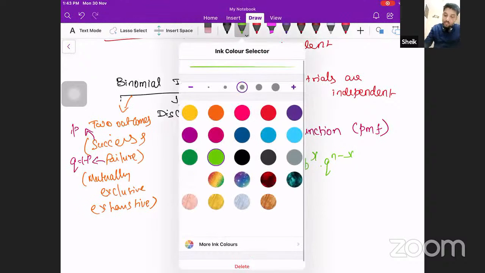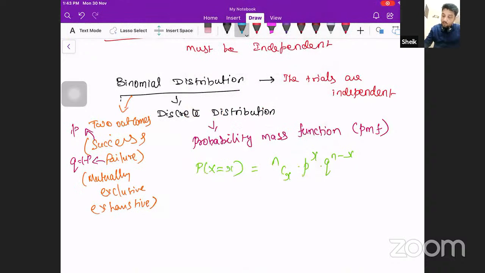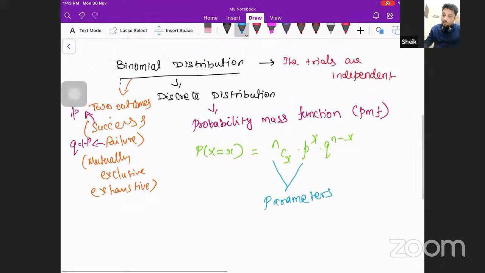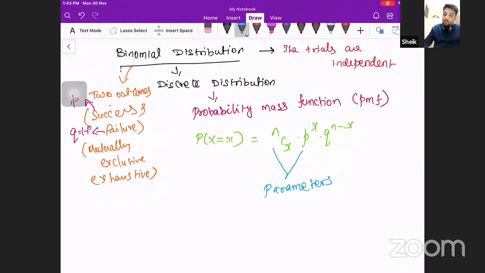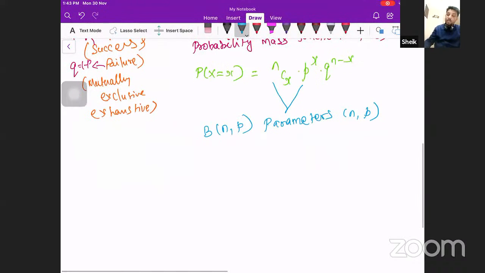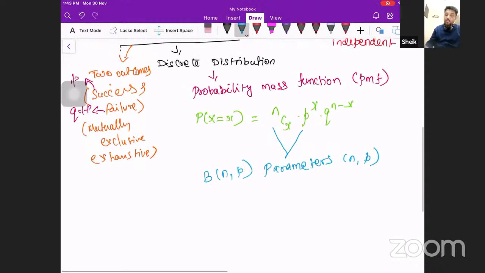Now listen here. N and P are called parameters. This is the way we write it: B(n, p). It's a binomial distribution with parameters n comma p.